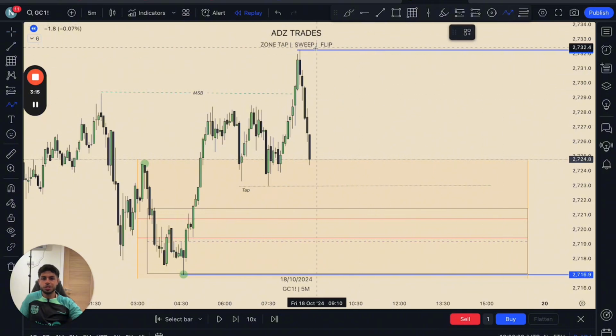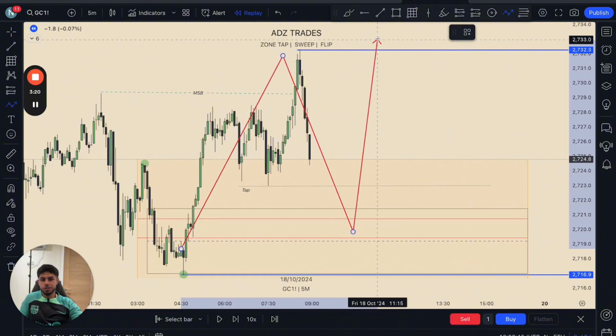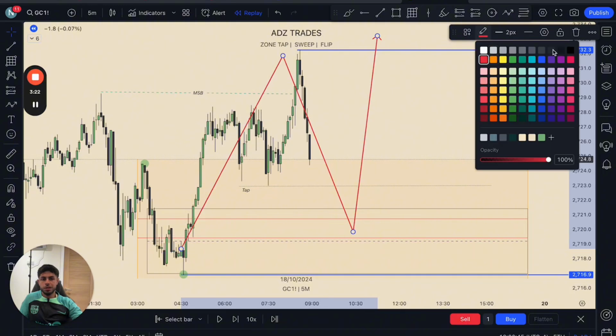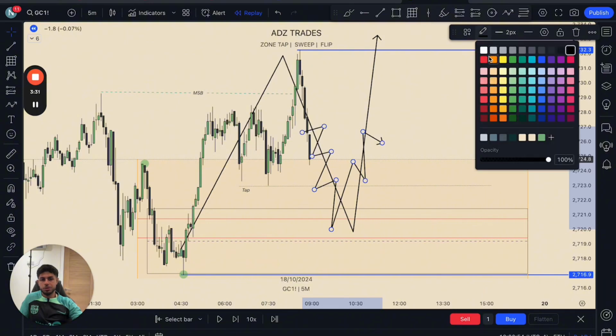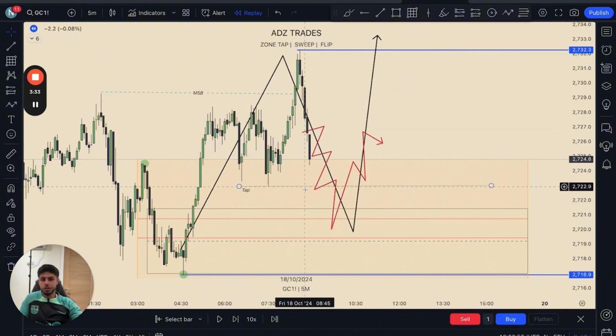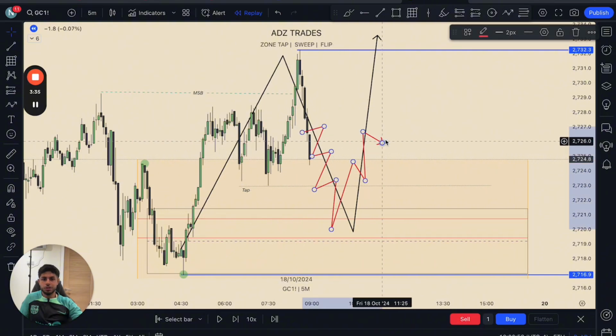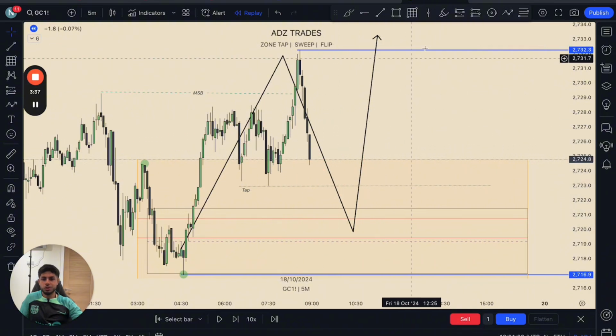Now, if we look at multi-time frame analysis, on the M5 we're just expecting this. I'll put it in black. The M1 is going to look like this. That is my confirmation, this here on the M1. So we're using multi-time frame analysis, looking for a lower time frame flip.